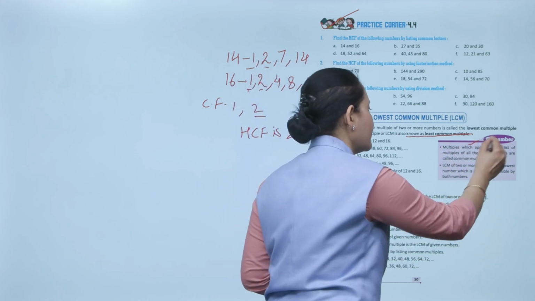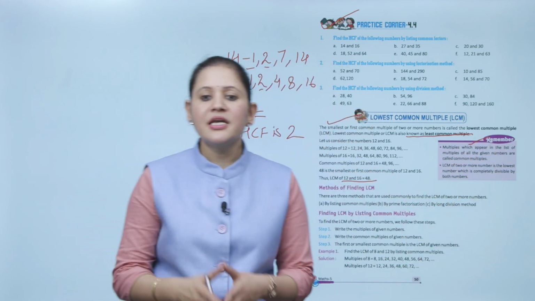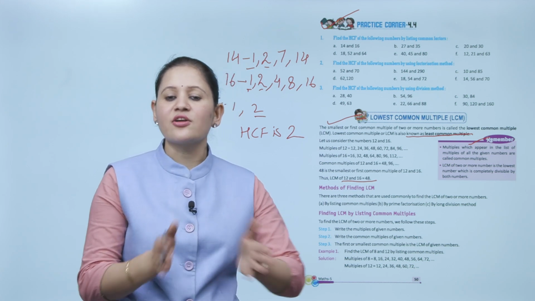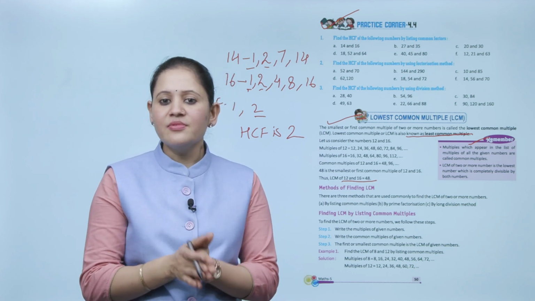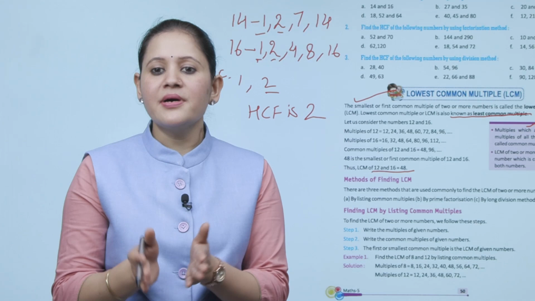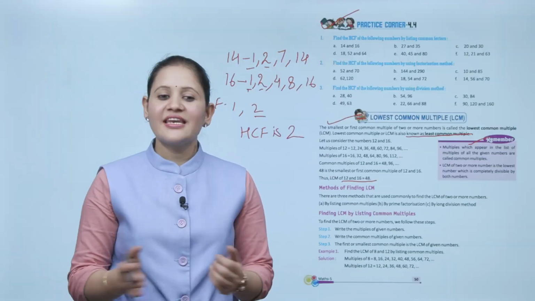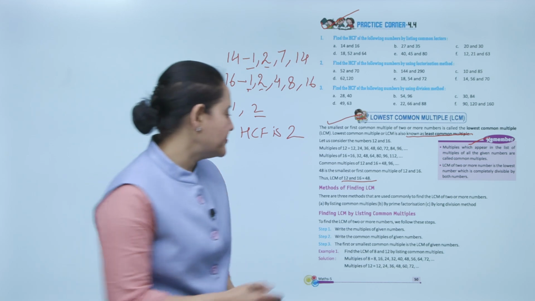Remember, multiples which appear in the list of multiples of all the given numbers are called common multiples. LCM of two or more numbers is the lowest number which is completely divisible by all the numbers. Next is method of finding LCM.